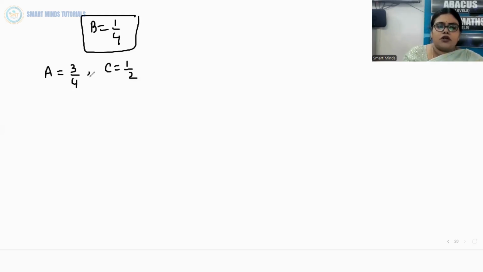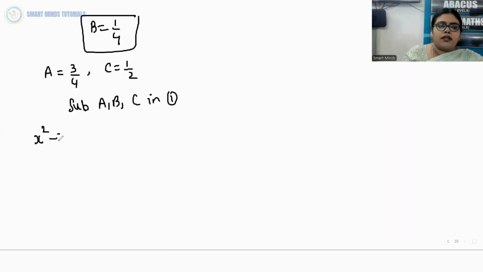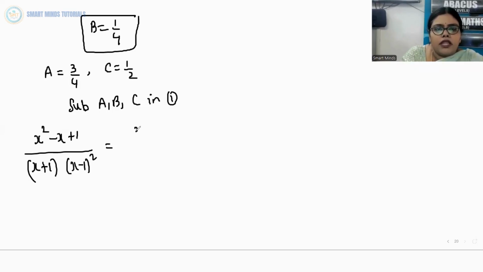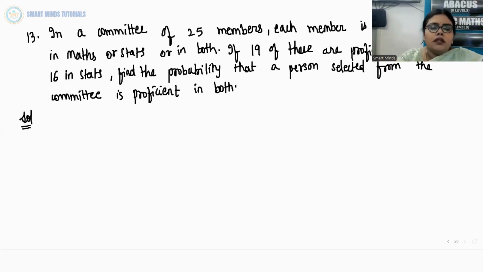Now let us see how to resolve it into partial fractions. So substitute a, b, c values in equation number 1. Let us take this step as equation number 1 and we substitute here. So x square minus x plus 1 by x plus 1 into x minus 1 whole square equals 3 by 4 into x plus 1 plus 1 by 4 into x minus 1 plus 1 by 2 into x minus 1 whole square. This is how we resolve into partial fractions. Now take the next question.